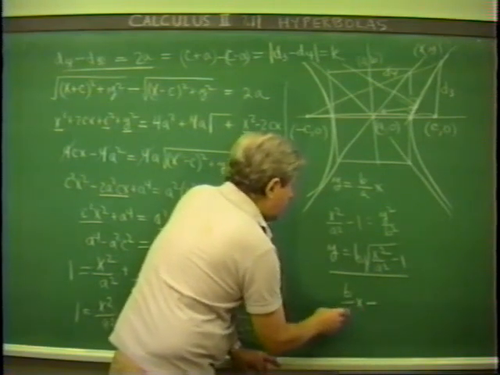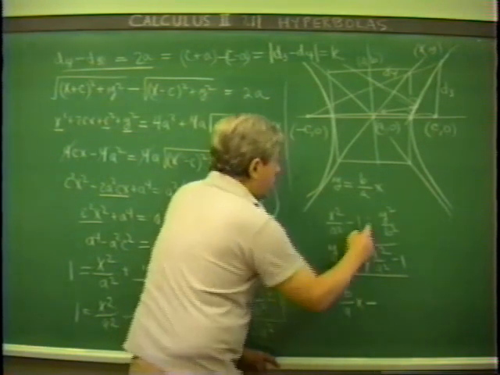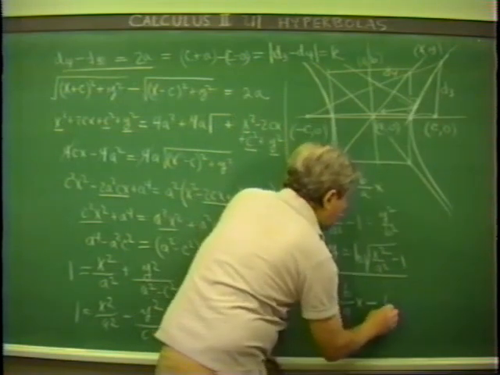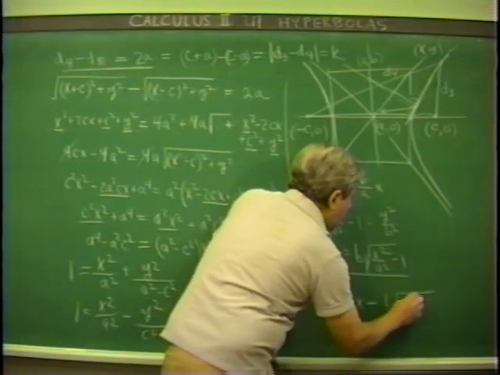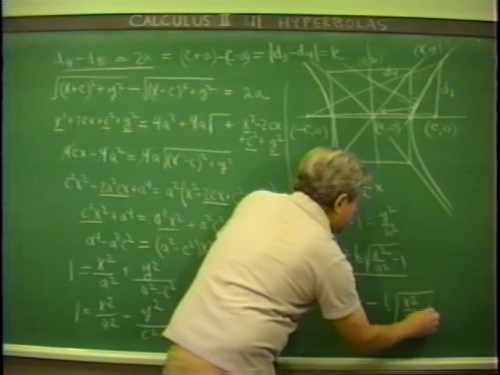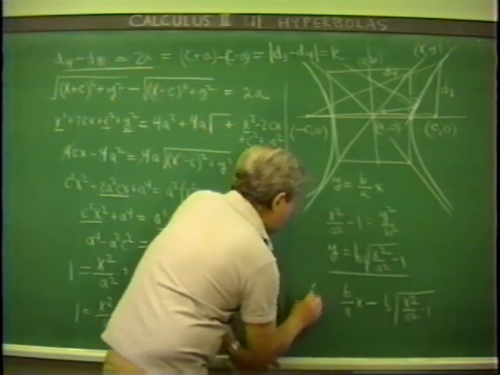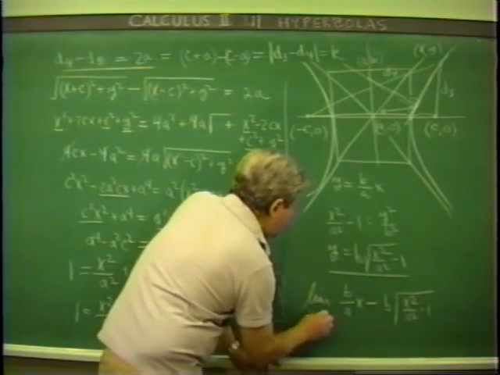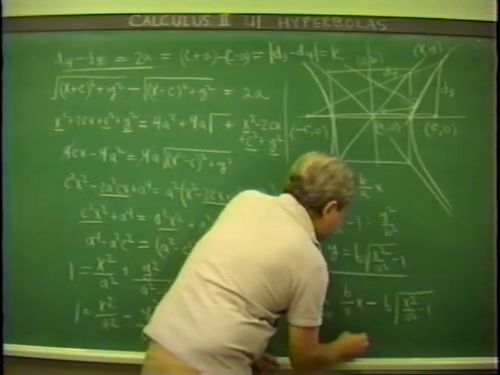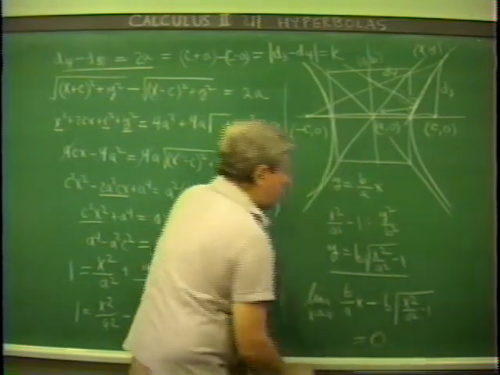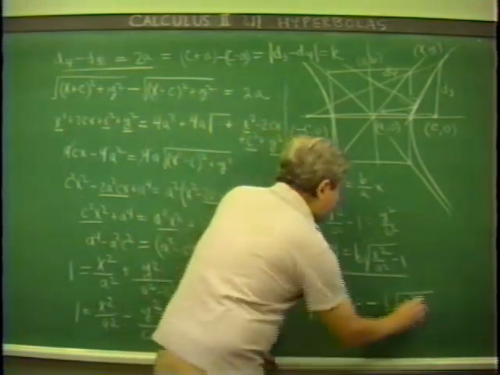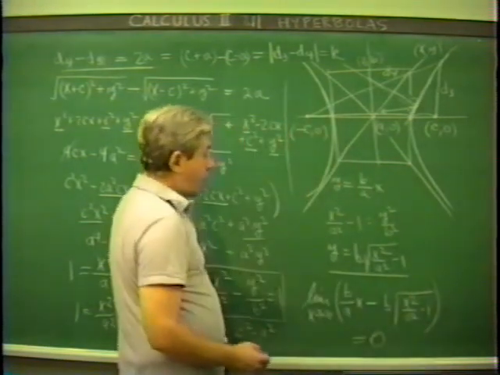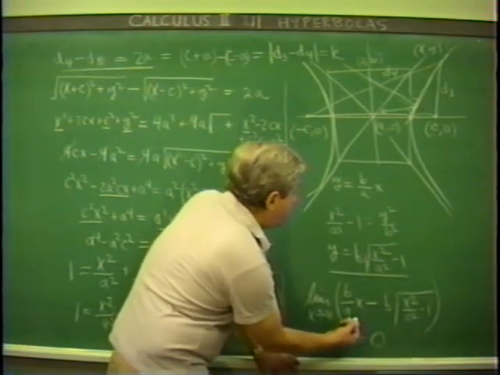And what we want to know then is that if we take the equation of the line, b over a times x, and we subtract the equation of the hyperbola, b square root of x squared over a squared minus 1, right? And we take the limit here as x approaches infinity, then this is equal to 0.